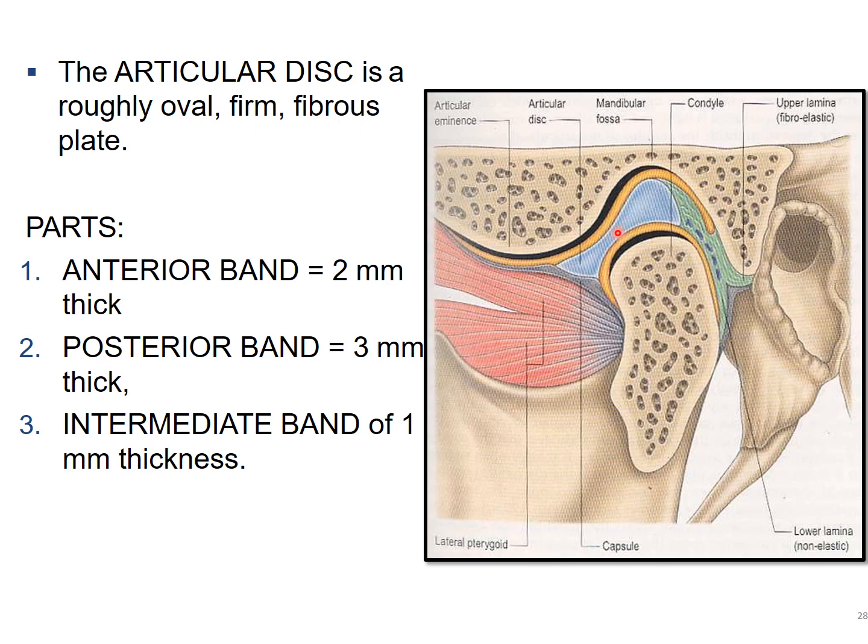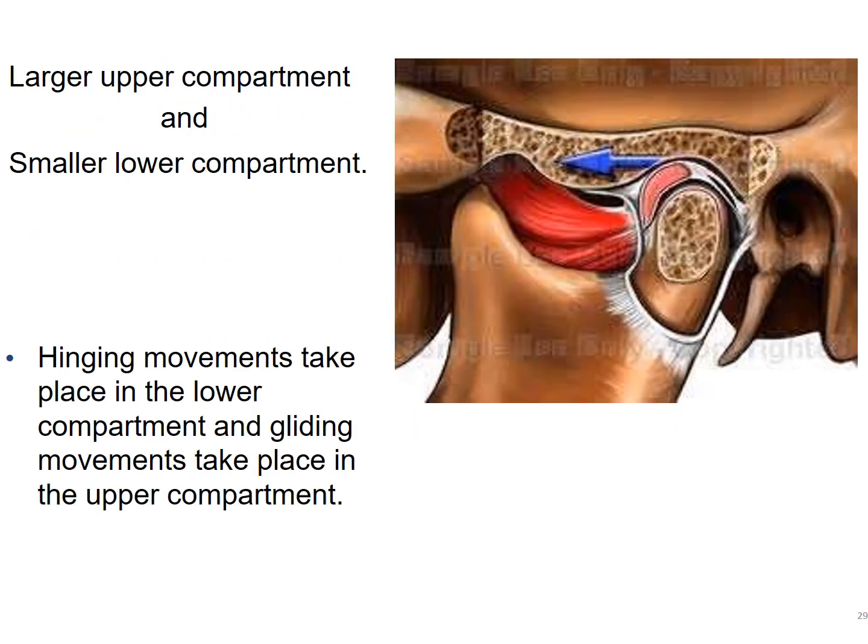Okay, so here again we can see the lateral pterygoid muscle, the superior and inferior portion, which is attached to the neck of the condyle. Okay, and next, moving on.